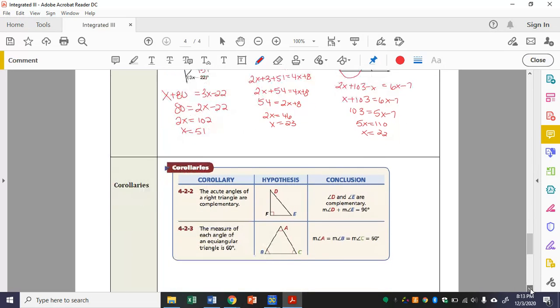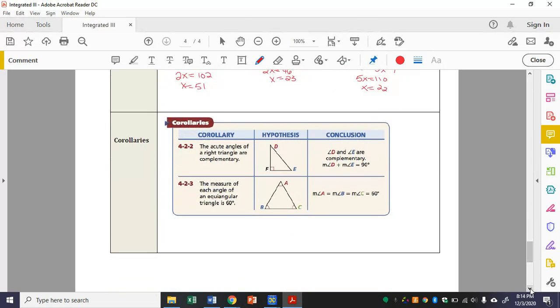Okay. And then at the very end of these notes, as we had said, we talked about a corollary. We talked about this corollary, the acute angles of our right triangle being complementary. We already discussed that. What we didn't get to talk about is that the measurement of each angle of an equiangular triangle is 60 degrees. So if you think about an equiangular triangle, all of these angles are equal. So let's say all of these angles have a measurement of x degrees.